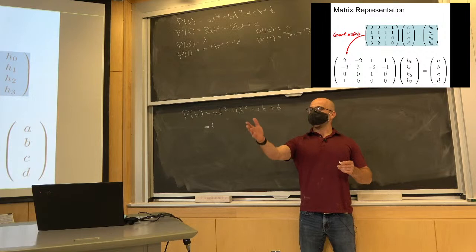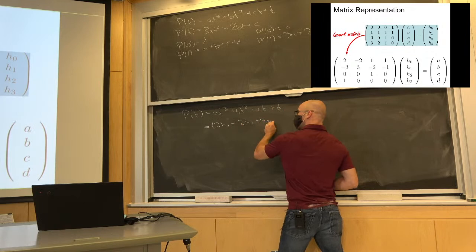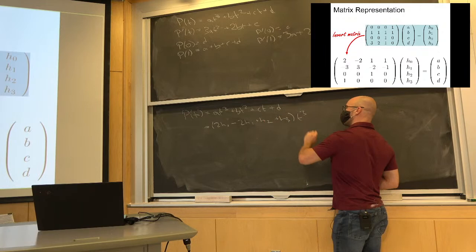Here, can you help me out? That's right, minus 2H1 plus H2 plus H2. You guys see that? So what I did is I just read off the first row of this matrix, right?